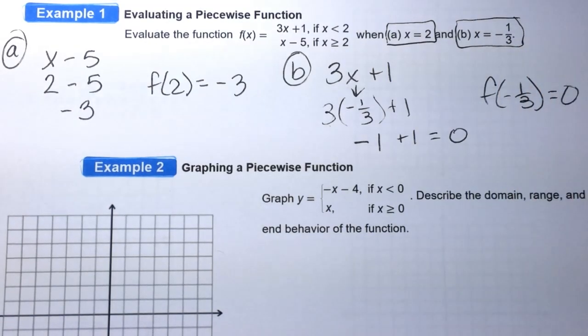So you may ask yourself, Ms. Gill, that was pretty easy. I feel like that's stuff we did in middle school. It can't be that easy. It is. That part is that easy.